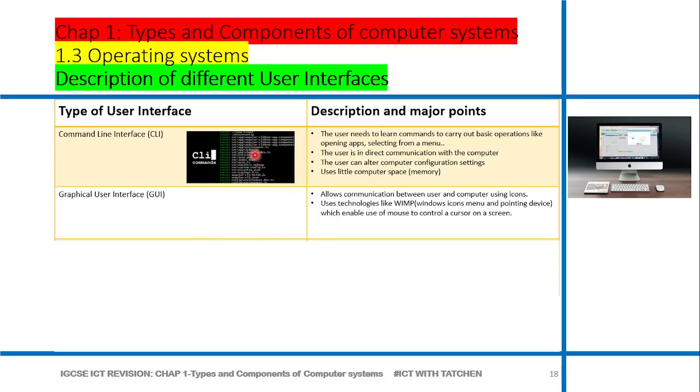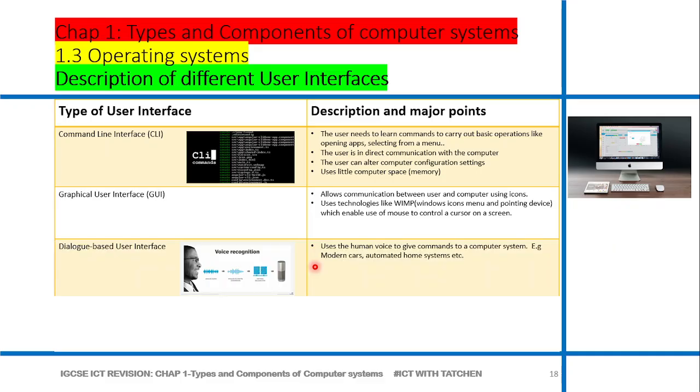Most computers have both graphical and CLI. You can access the CLI through your command prompt, so that's like a CLI. The graphical interface allows communication between user and computer using icons. You have icons on your desktop you can click on to do different things. Users use technologies like windows, icons, menus, and pointing devices. It enables you to use a mouse, this pointer I'm moving around, because I'm using a graphical user interface.